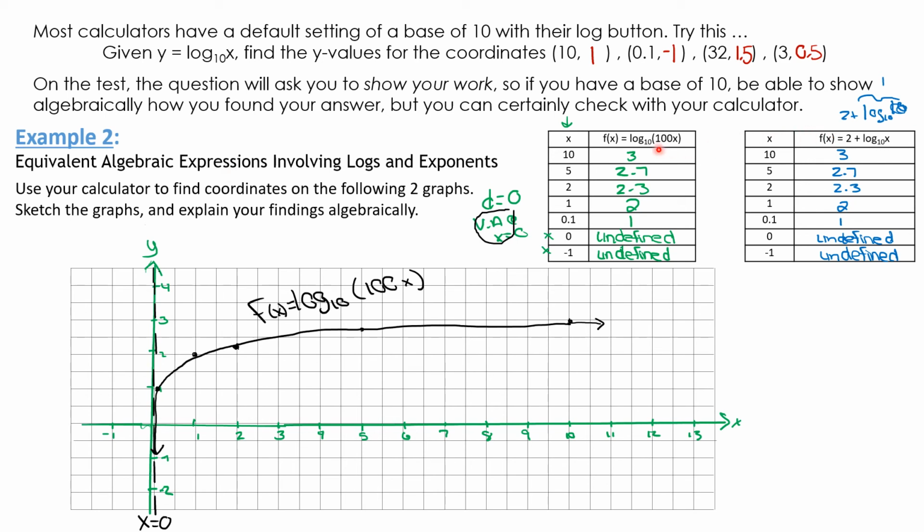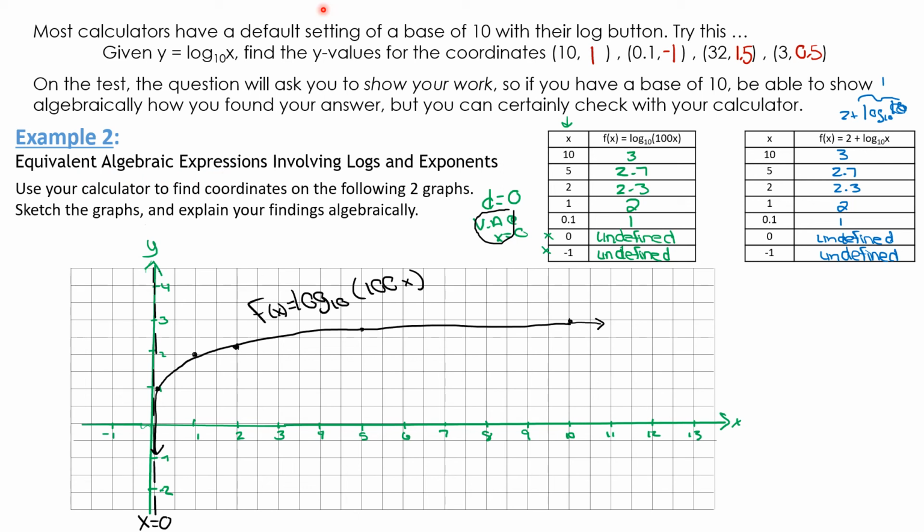These are turning out to be equivalent, even though they look so different. Again, horizontal compression by a factor of 100, and this is just the parent graph raised up 2. So how is this possible that we get the same? I'm not going to graph it again. It's the same graph. The D value here is another 0, so it would be the same vertical asymptote. How is it that we are getting exactly the same graph with such completely different looking algebraic expressions?